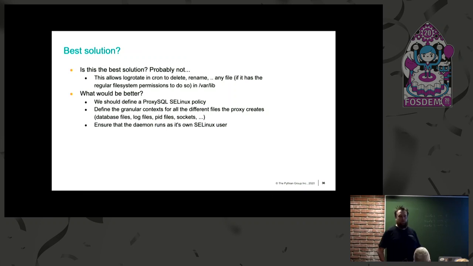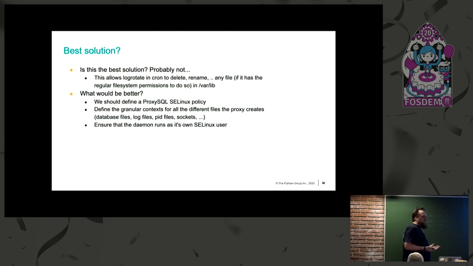Is this the best solution? Probably not. What would be a better solution, I think, would be to define ProxySQL's own SELinux policy. So the /var/lib/proxysql directory gets its own policy, gets the right privileges for logrotate. But as I said, I'm not the big SELinux expert, so I didn't get that far yet. Maybe in some next project I will have to, and maybe next year I can come demonstrate how you generate the SELinux policy for ProxySQL. But in this case, this was enough for us.